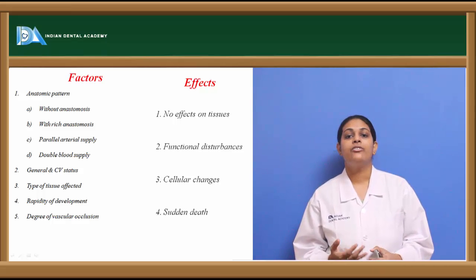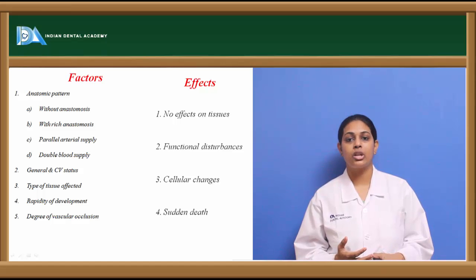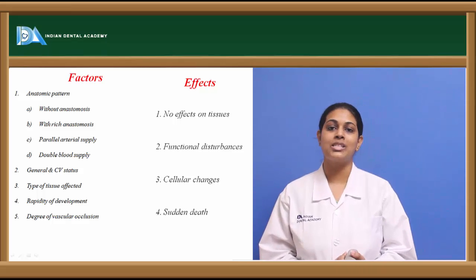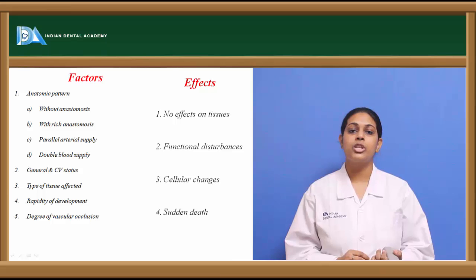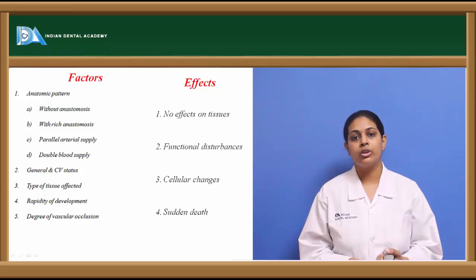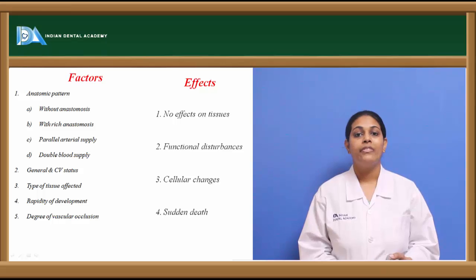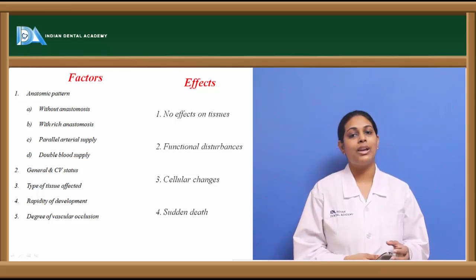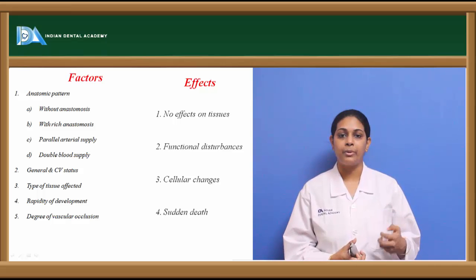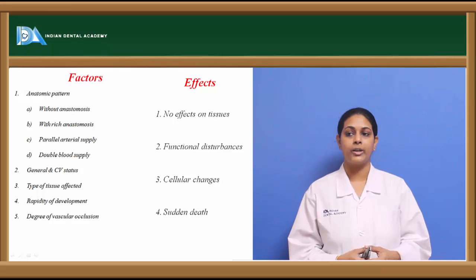Coming to the general factors as well as the cardiovascular status, we usually see conditions such as anemia, shock, or blood loss. These are the factors which contribute to ischemia occurring in such conditions. Coming to the type of tissue affected, certain organs and tissues within the body are more vulnerable to ischemia. Among them, such vulnerable tissues include the brain, heart as well as the kidney. These tissues are more prone to develop ischemia rapidly compared to the other tissues in the body.